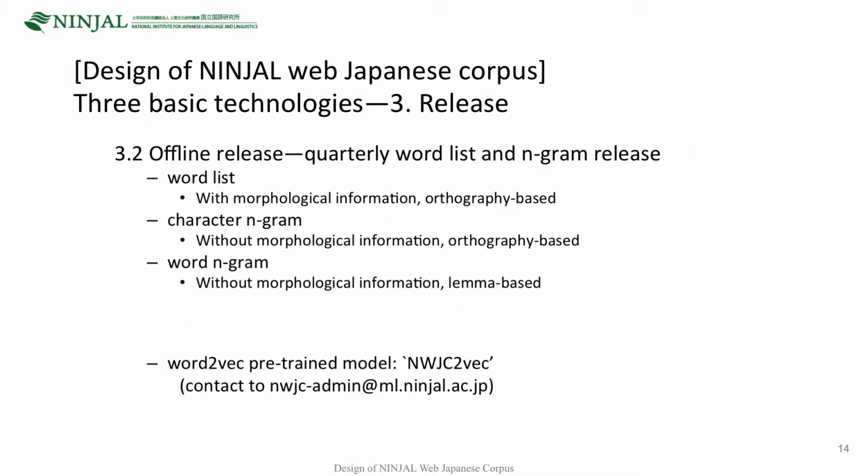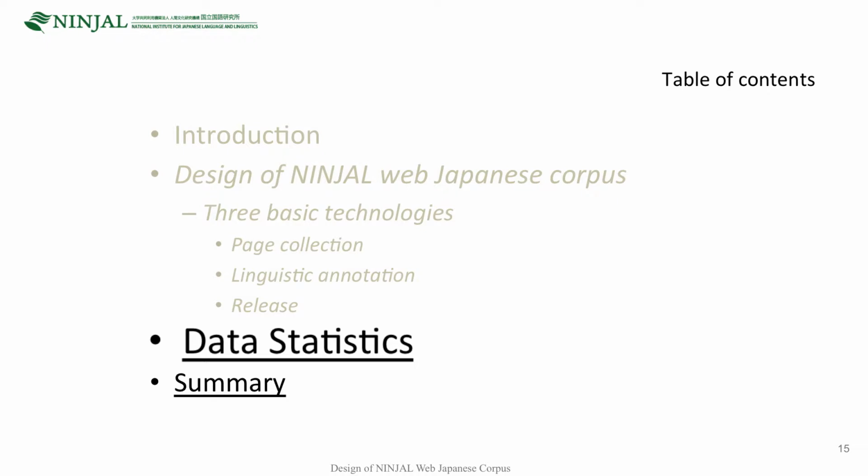The second form of release is offline. We released word lists and character word n-gram statistics. Word lists are with and without morphological information. The data can be downloaded from the following URL. Further, we provide pre-trained word2vec models, NWJC2vec. If you need NWJC2vec, please write to the following email address. Next, we would like to present data statistics of the NWJC.